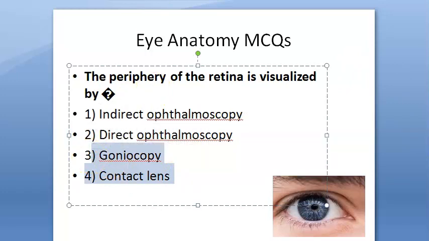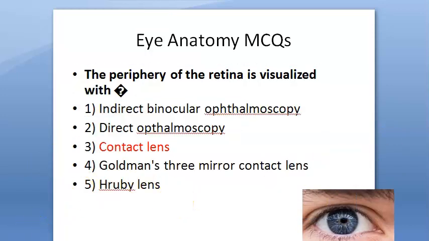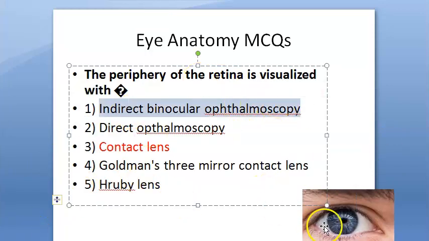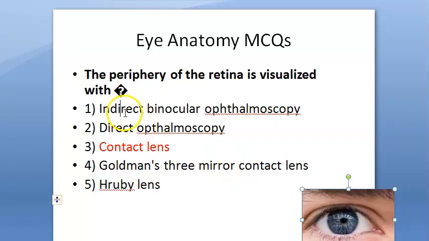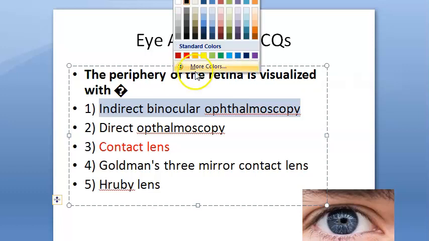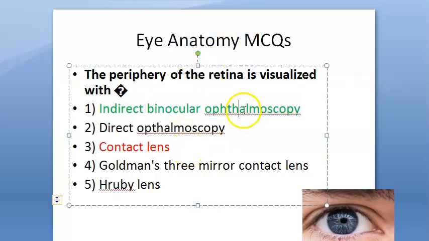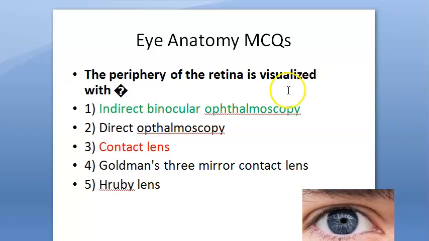So basically it is not contact lens or any of the things, so it should be either direct or indirect ophthalmoscopy, right? So the actual answer here they are saying is, let's look at the answer, 1, that is indirect binocular ophthalmoscopy, okay. So it is indirect ophthalmoscopy, binocular. So indirect ophthalmoscopy is the answer.